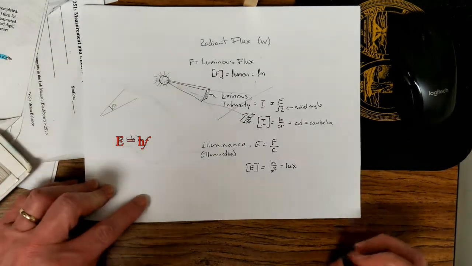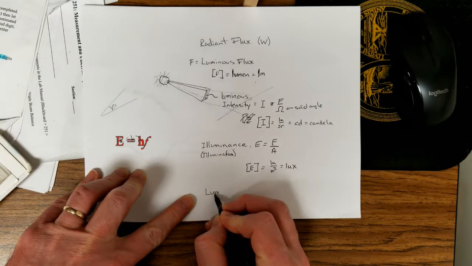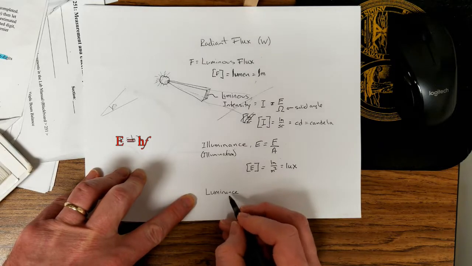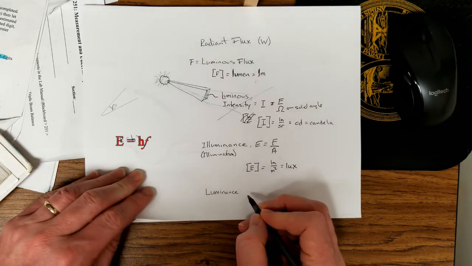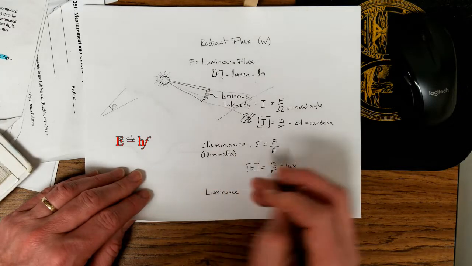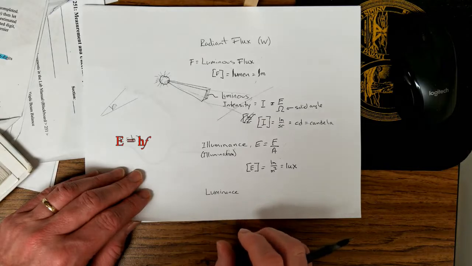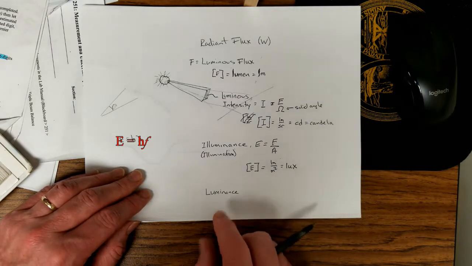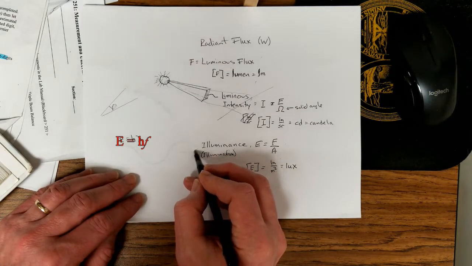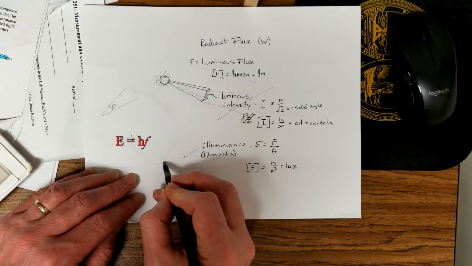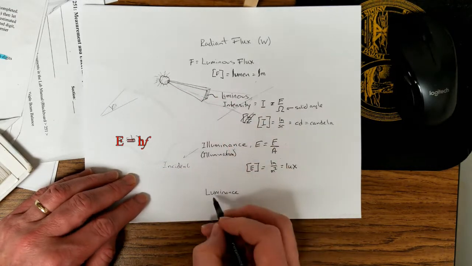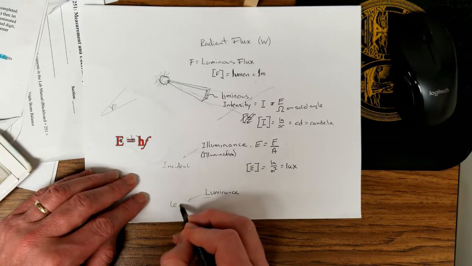Now there's another term which is similar to it called luminance, and I don't think the textbook actually talks about it. Illuminance is the flux that hits a surface. Luminance is the flux that leaves a certain area. And so the memory trick is that illuminance starts with an I as in incident. So the incident light, that which hits, and luminance starts with an L as in leaving.